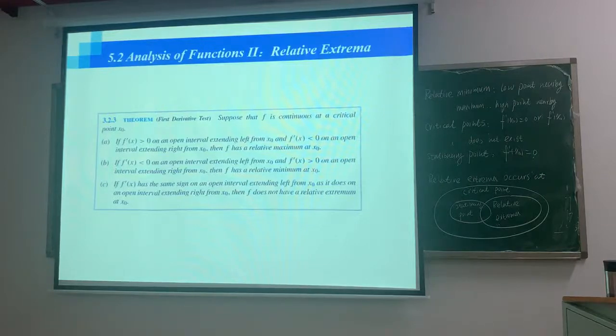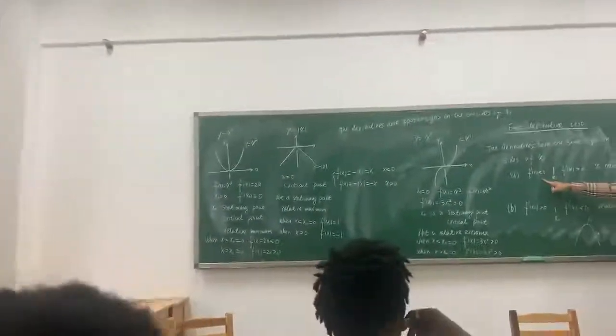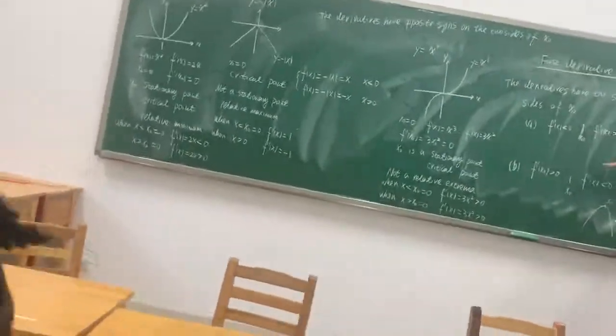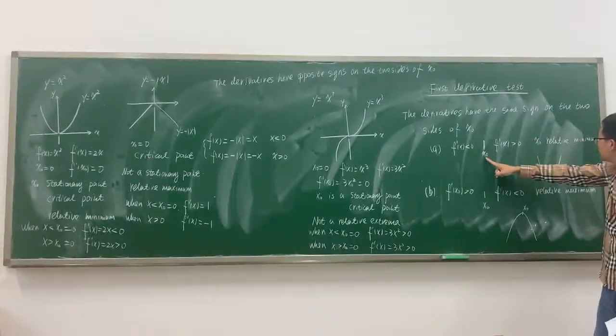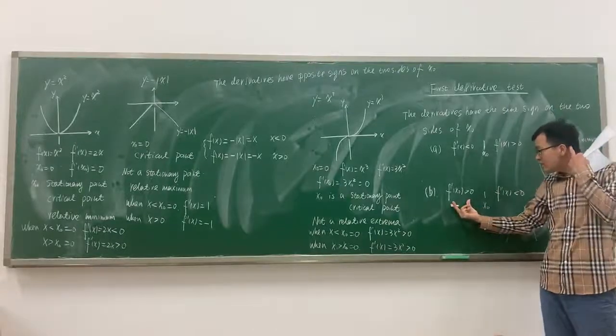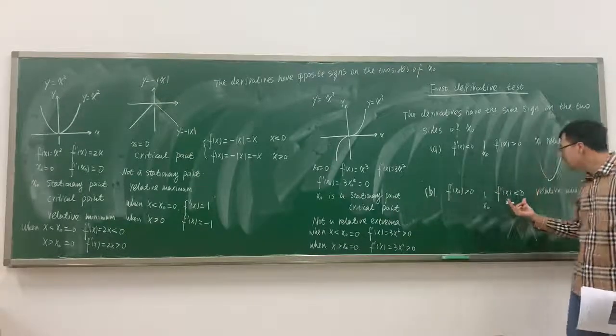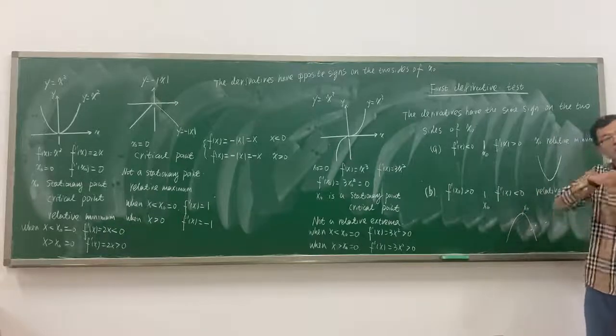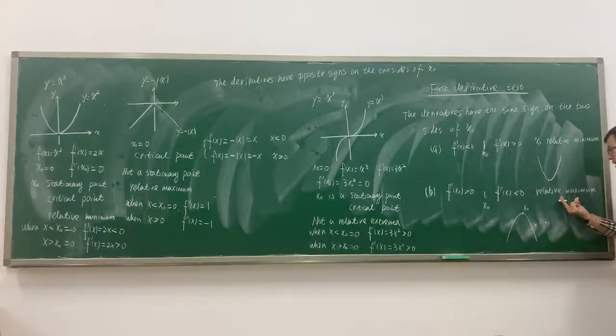So I think you just need to remember: this is A, this is B. If the derivative on the left is negative and on the right is positive, the function is decreasing then increasing, so here is a relative minimum. For the second, the derivative on the left is positive and on the right is negative, so increasing then decreasing, so a relative maximum.